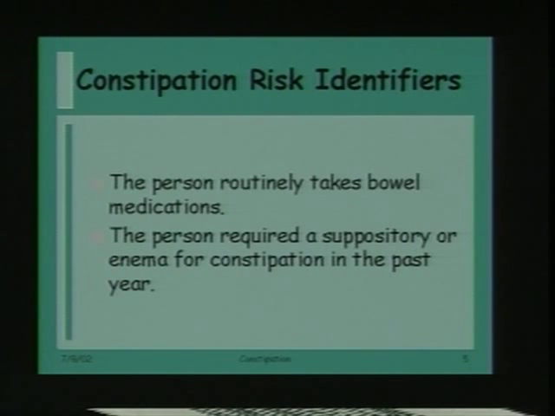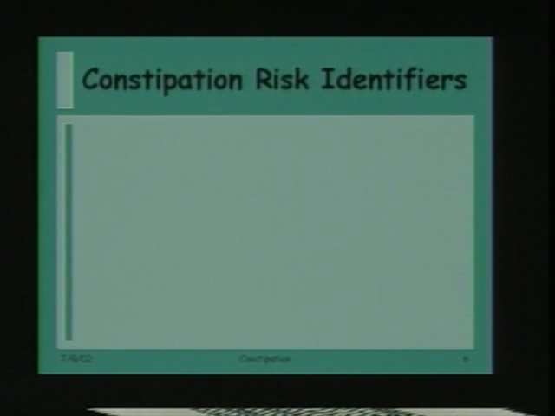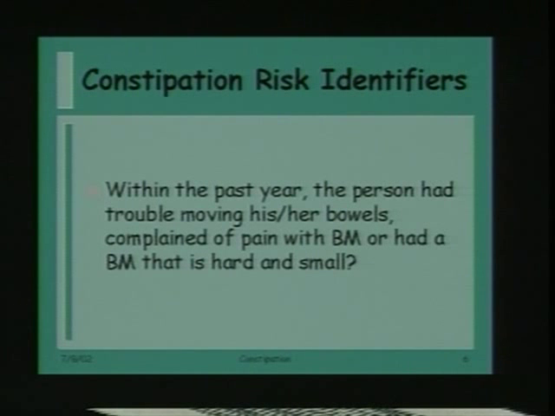That's pretty self-explanatory. An additional risk identifier is that within the past year, the person has had trouble moving his or her bowels, has complained of pain with a bowel movement, or had a bowel movement that is hard and small. Trouble moving his bowels, what does that mean? How do I know if someone that I'm serving has trouble moving their bowels?